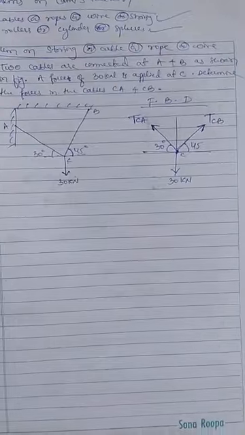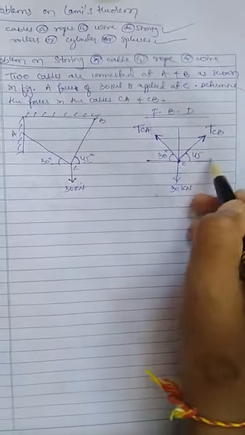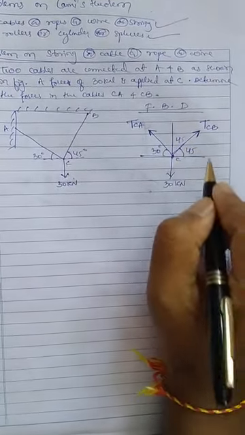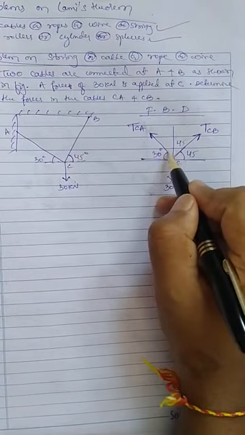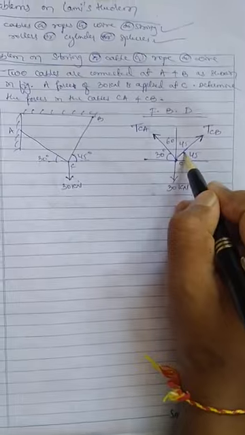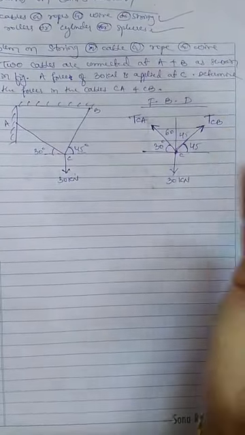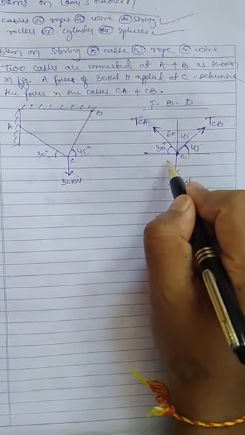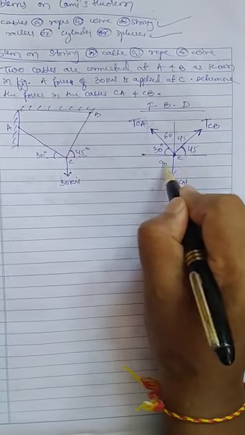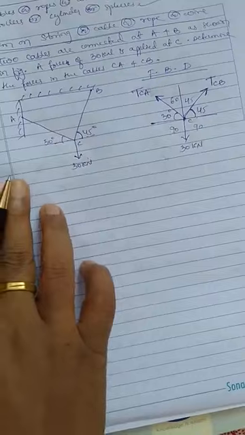But to apply Lami's theorem, we should know all the angles in this quadrant. In the first quadrant, if this angle is 45, the remaining angle is 45, because one quadrant is of 90 degrees. In the second quadrant, the angle given for TCA is 30, so the remaining is 60. The angle given is marked with an arc and the angle we have calculated is without an arc, so it is easy to understand which angle is given and which is not. Now let us apply Lami's theorem.